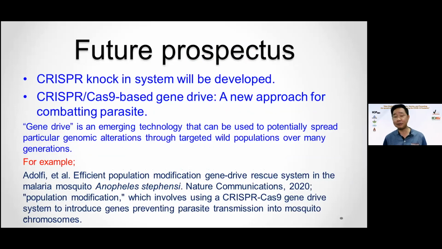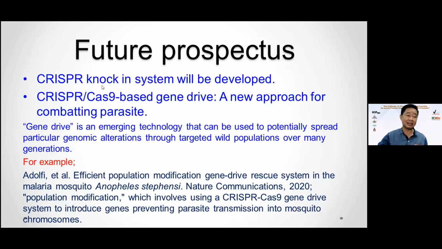In the future, the system we're using now is just CRISPR to mutate the target gene. But to make CRISPR more advanced, we are now developing the CRISPR knock-in system. That means not just mutating the target gene randomly. We can specify what kind of gene we need to target.